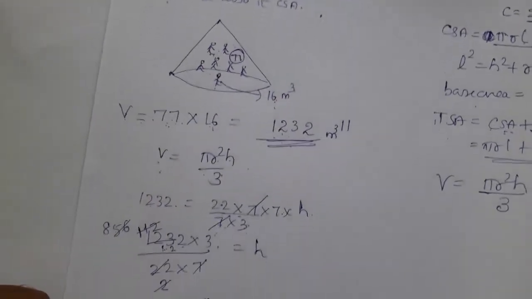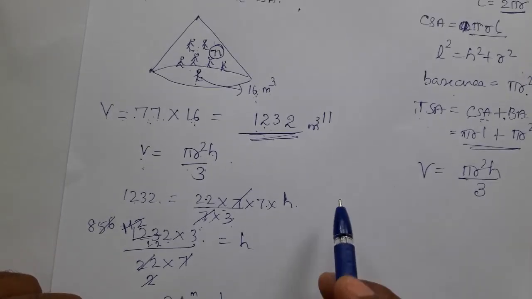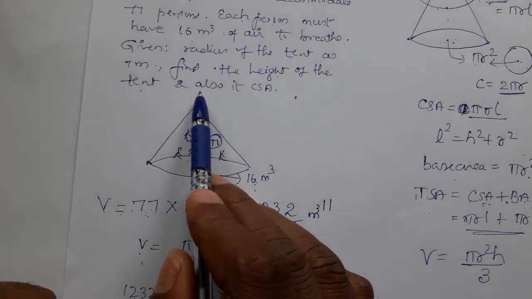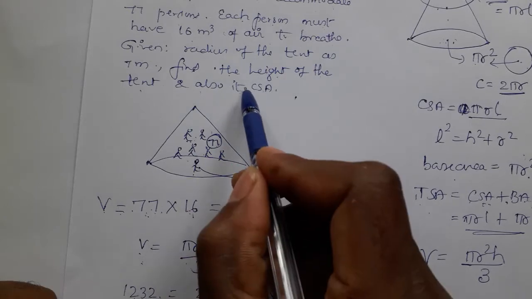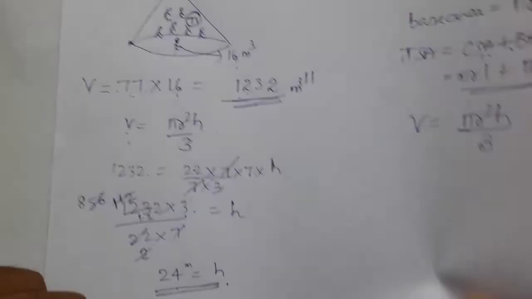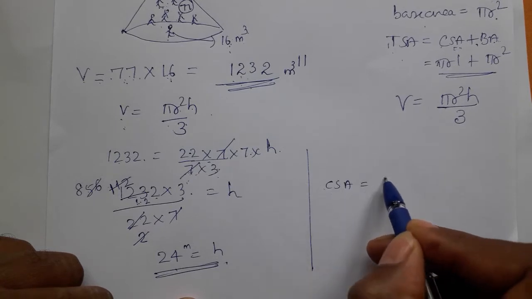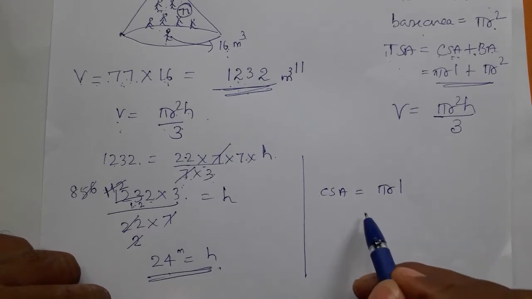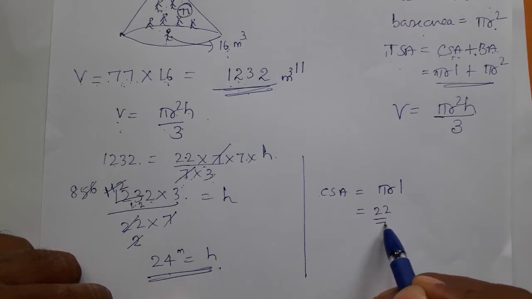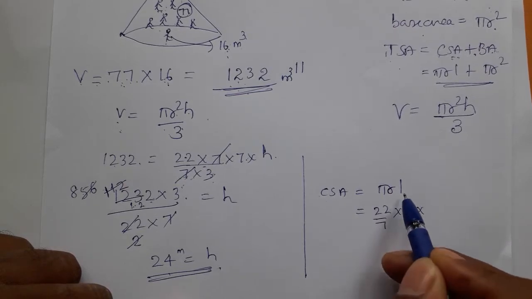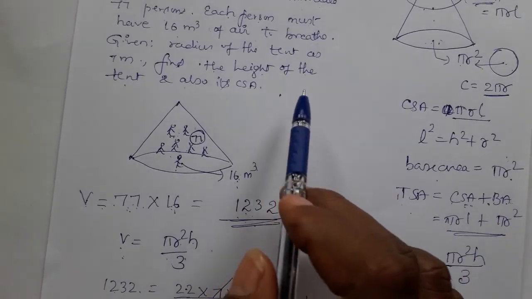Then only we travel in the right path to find the unknown answer. But one more unknown is there, that is also its curved surface area. Okay, we go for the curved surface area. Curved surface area formula we know that pi r L, isn't it? Now pi 22 by 7 into radius 7 into L. The slant height is unknown.